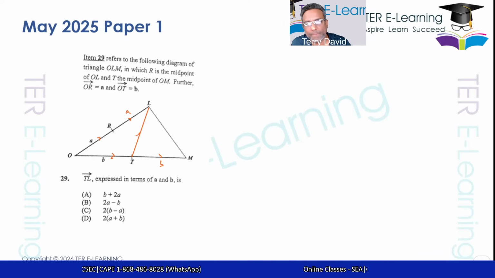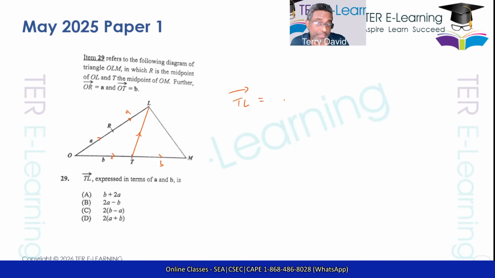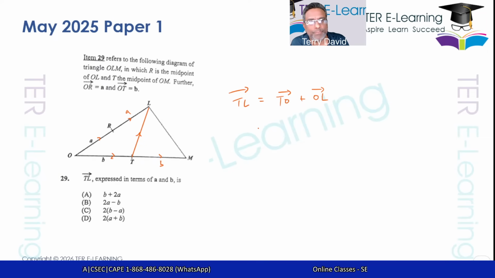Okay. So if you want to get TL, the vector TL is simply going to be TO, right, plus OL. So the vector TO is going to be minus B plus the vector OL, which is going to be 2A. So this is going to be minus B plus 2A, right? Or you could say 2A minus B. So the answer is B.